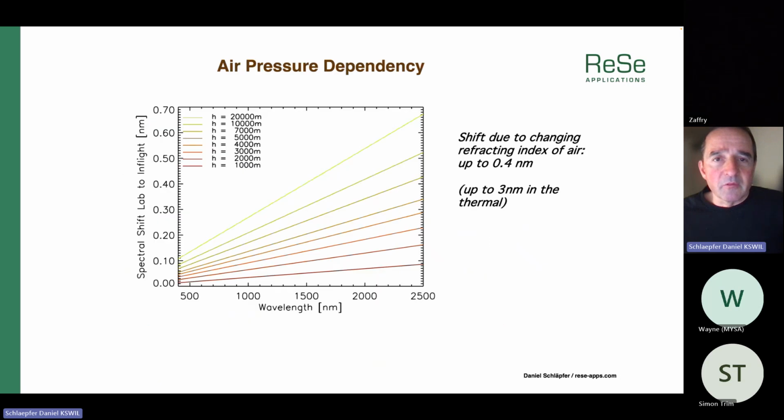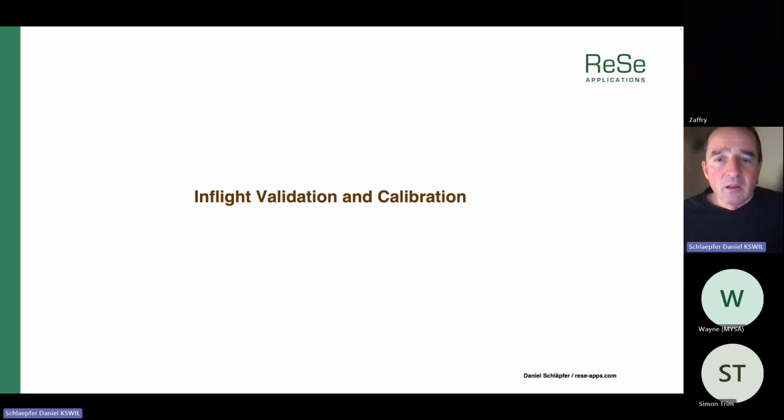Now, this is something about spectroscopy. There is a certain air pressure dependency, but only for high resolution spectroscopy. That's also something which can be skipped. But it's shifting the spectrum. Now to finish up that part, some words about validation and calibration.